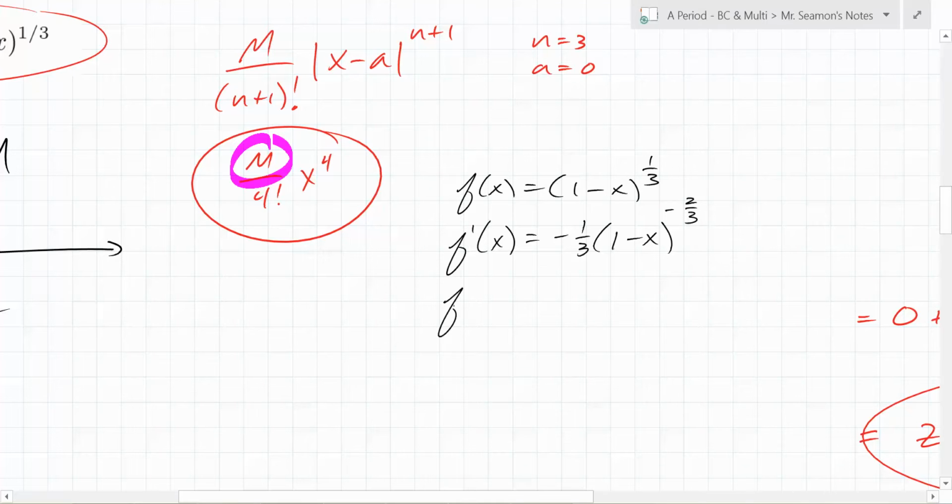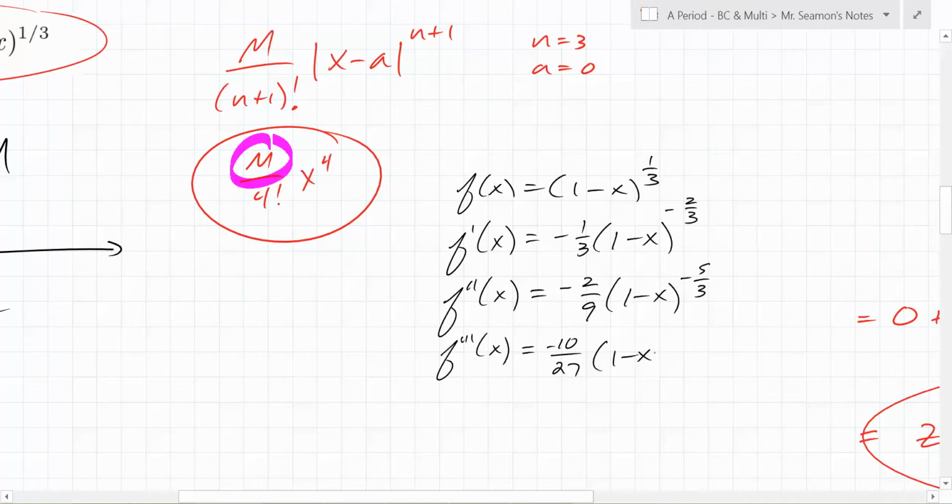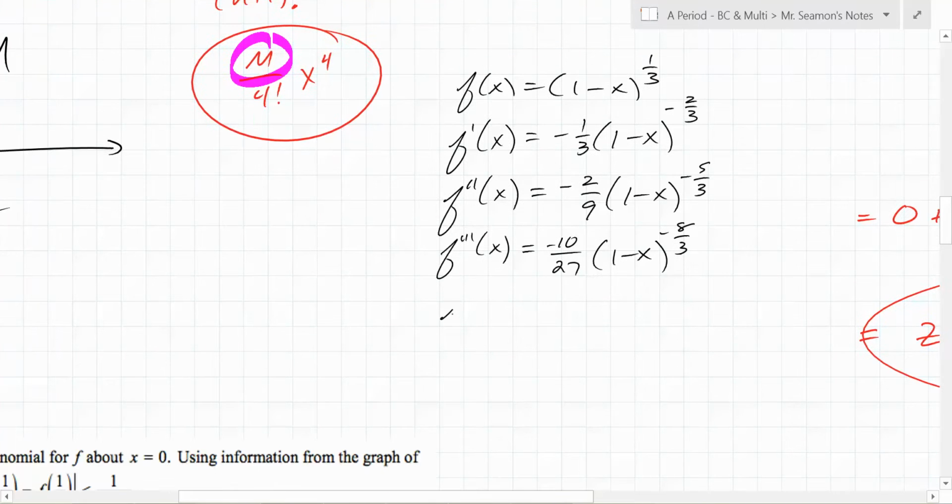So then we have f, the second derivative, and what's that going to be? Negative 2/9. Thank you. 1 minus x to the what? Negative what? 5/3? Do we have all the signs taken? Because it turns positive and goes back again, right? And it's going to stay negative, right? Because we're going to keep on dropping negatives, but then it kicks out a negative. So f, the third, is going to be what? Negative 10 over 27? 1 minus x to the what? Negative 8/3? Is that right? And then f4 of x is going to be negative what? 80 over 81? 1 minus x to the what? Negative 11 over 3. Nice.